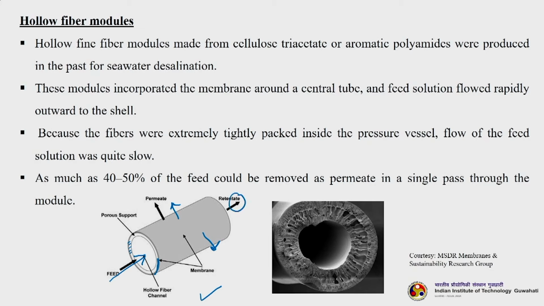Because the fibers were extremely tightly packed inside the pressure vessel, flow of the feed solution is quite slow. As much as 40 to 50% of the feed could be removed as permeate in a single pass through the module. Now, as I was showing you this particular structure, actually this one is a porous support along with a membrane.